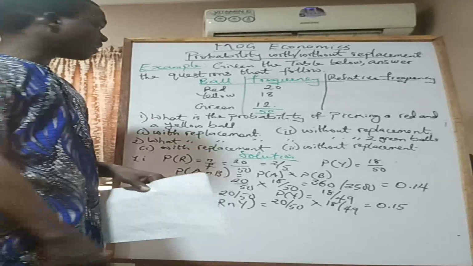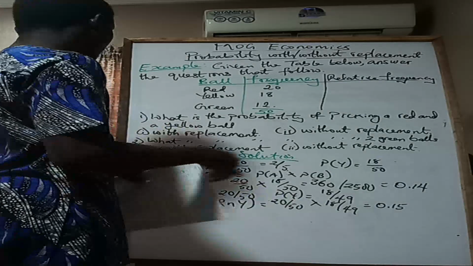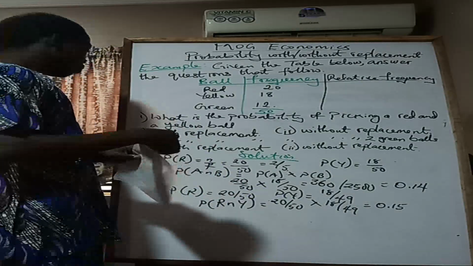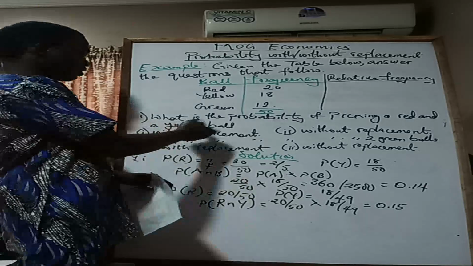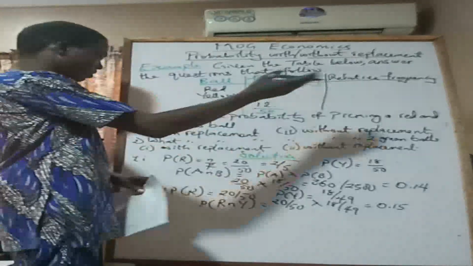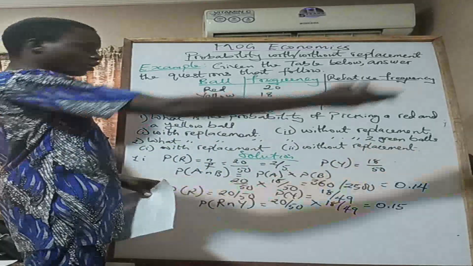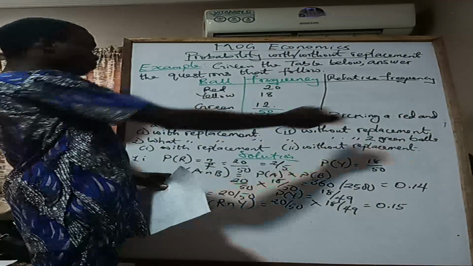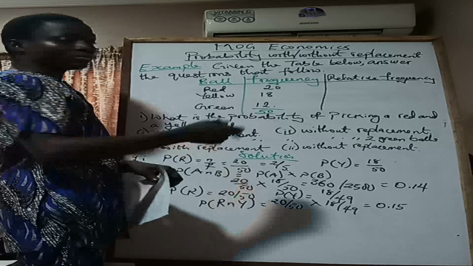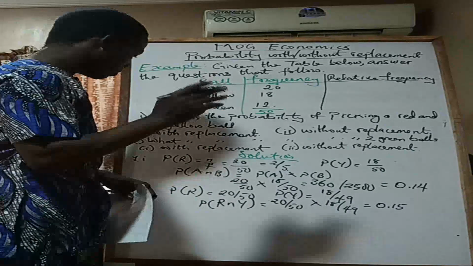You see? Is it hard? No. Okay, the next one, what is the probability of here? What I just did, I didn't want to write the whole thing again. So this is still standing for what is the probability of picking two green balls with replacement and without replacement, right?